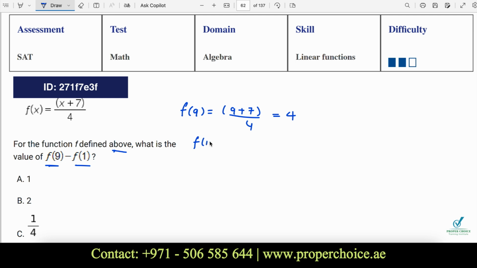And when we substitute x as 1, it's going to be (1 plus 7) by 4, which is 1 plus 7 is 8, 8 by 4 is going to be 2. So when they say f(9) minus f(1), which is the same as 4 minus 2, which will be 2. So that is answer choice B. It's simply substituting individually and subtracting from the result.